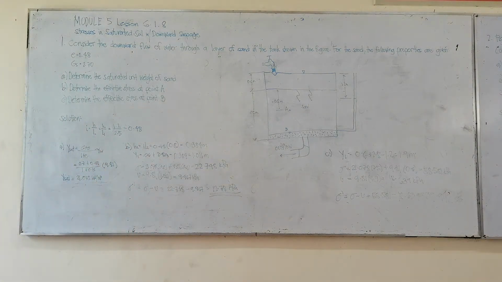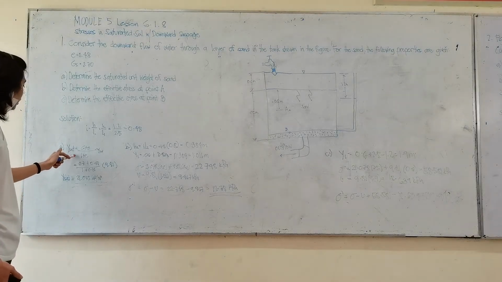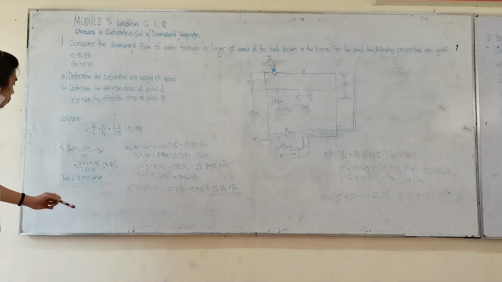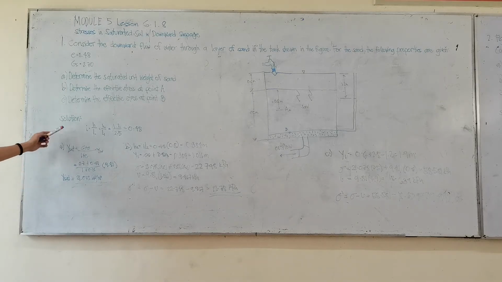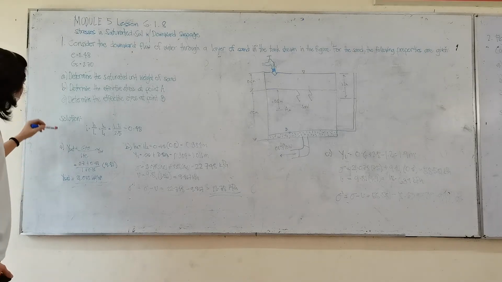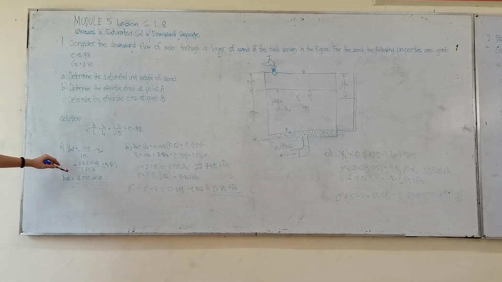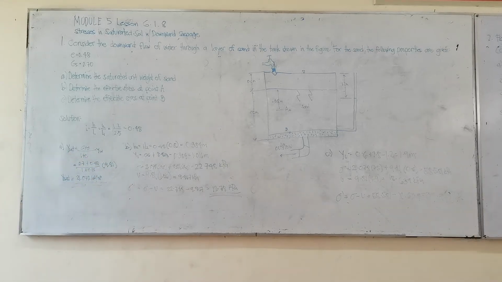So for A, we need to determine the saturated unit weight of the sand. We have the formula, which is γsat, or unit weight of sand, is equal to (G plus e) over (1 plus e) times the unit weight of water. We substitute the values, which gives us (2.7 plus 0.48) over (1 plus 0.48) times 9.81, which is the unit weight of the water. We get the answer 21.078 kilonewton per meter cube.